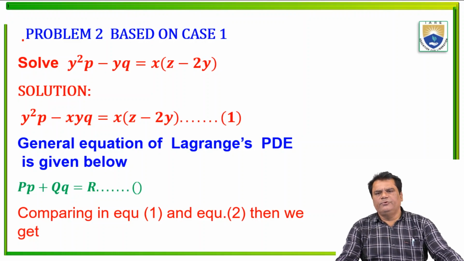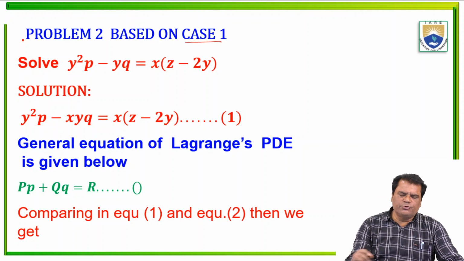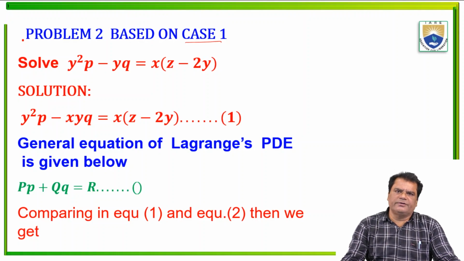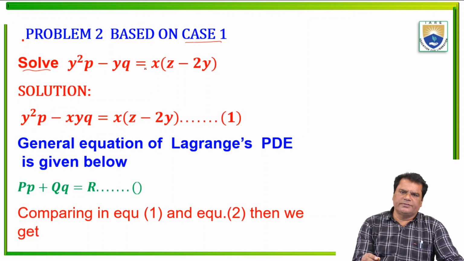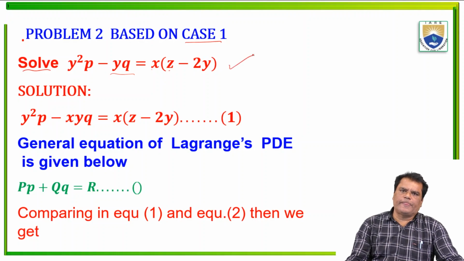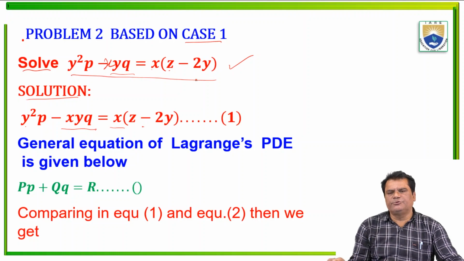Now I am going to solve problem 2 based on case 1. This is also a very interesting problem. This question is based on the Lagrange linear partial differential equation of first order and first degree. The question given is: y square p minus xy cube equal to x z minus 2y. Solution start. I am writing the question again: y square p minus xy cube equal to x z minus 2y. This is the same question given in our question paper. I am writing it as equation 1.